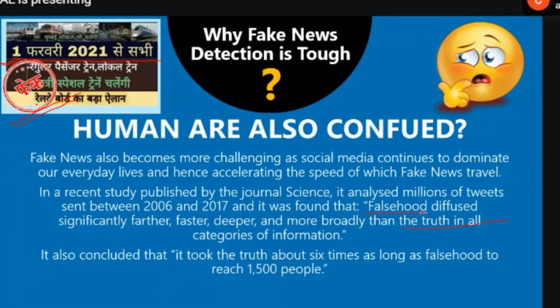I can also give you an example of how false news spreads much faster. Suppose you say something wrong to a particular person, he will spread it as fast as he can. But if you say something true to him, he will not be able to spread it. It takes 6 times as long for the truth to reach 1,500 people. False news spreads much faster, and we are a population of 1.3 billion people. So how much faster does fake news spread to us as compared to true news?